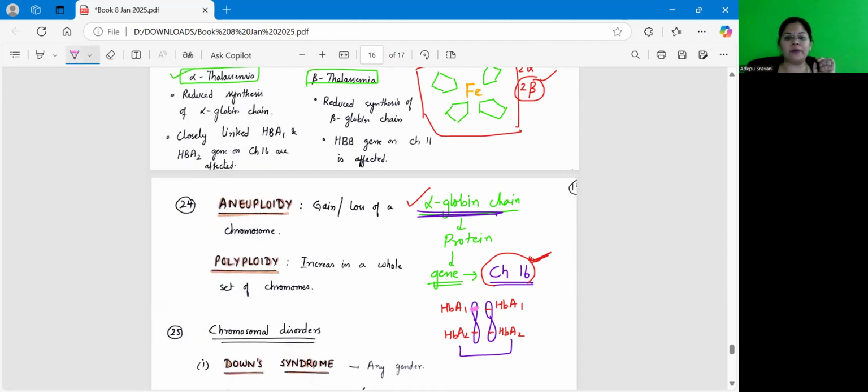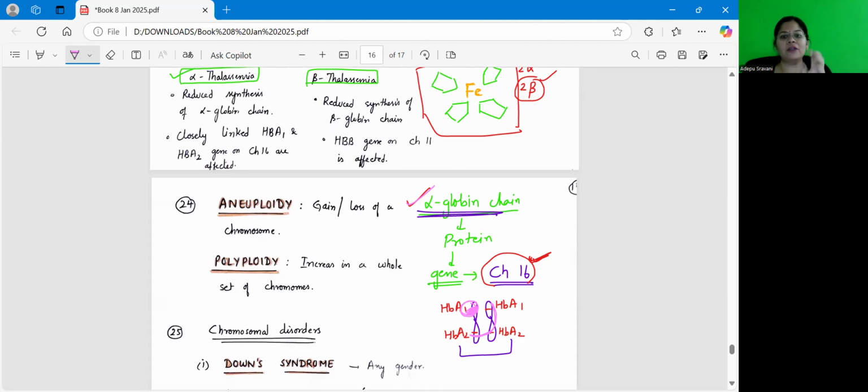Let me take this one. Okay, this gene is defective. This pink one is defective. Now, can this gene synthesize the protein responsible for it? Can it express the protein? No, isn't it? So what happens for the synthesis of this alpha globin? Only these 3 genes will be responsible. Whichever part of the alpha globin was supposed to be synthesized by this gene will not be synthesized.